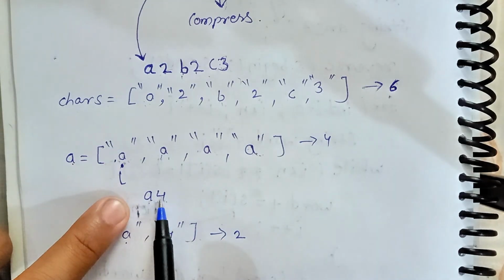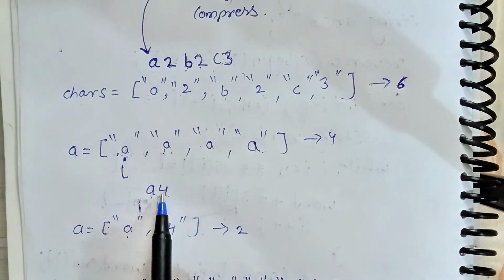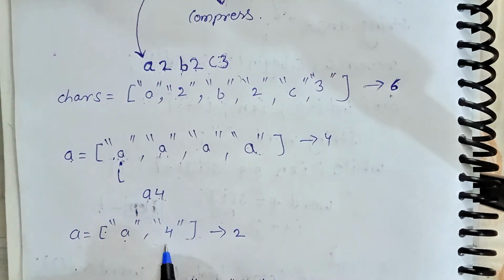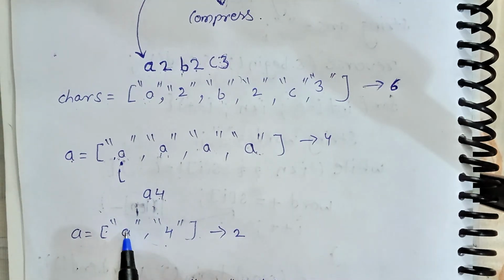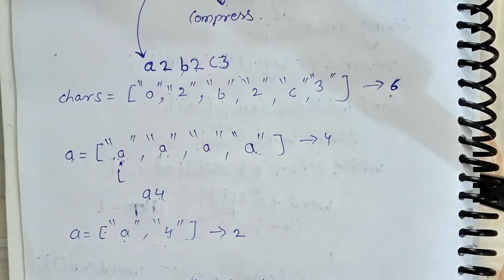Then a comes 4 times. Then we will convert 4 to the character part and we will store 4 over here. First we will store a, after that we will store 4.